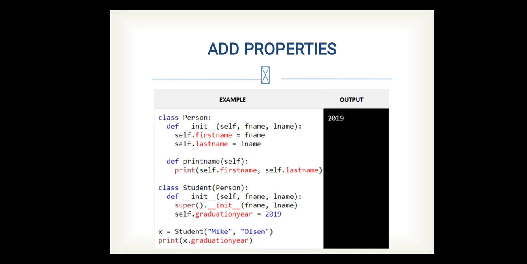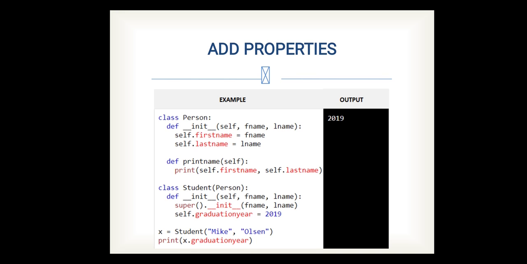Okay, now we are adding a property. So here I am specifying self dot graduation year is equal to 2019. So it is going to add this property into the class. So first name, last name and graduation year. So this property is going to be added into the class. When we are accessing the value, that is x, we are creating the object of the child class, and we are passing the values Mike and Olsen.